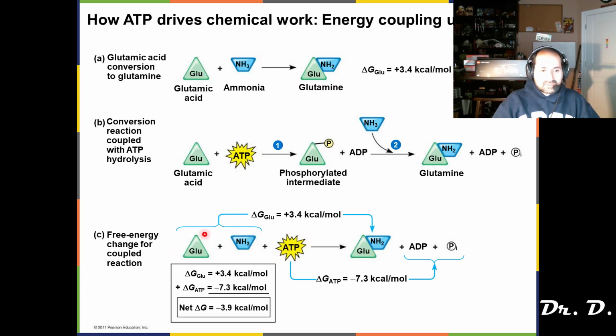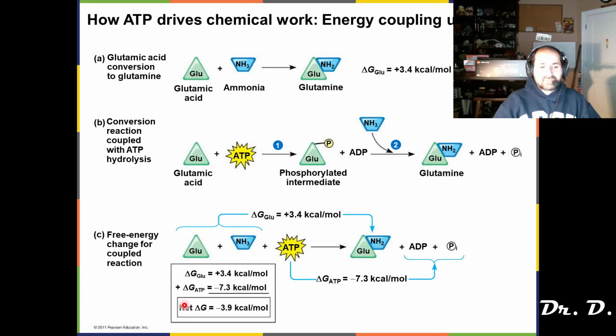It says, hey, I want to combine glutamic acid and ammonia, and I want to make glutamine, but that costs energy. What do I have around here that releases energy? Oh, I got this handy-dandy molecule called ATP. And guess what? When I hydrolyze the ATP, that actually releases a bunch of energy. Look how much energy is released when you hydrolyze the terminal phosphate and release it as inorganic phosphate. Look how much energy is released. That's right. It's like minus 7.3 kcal per mole.